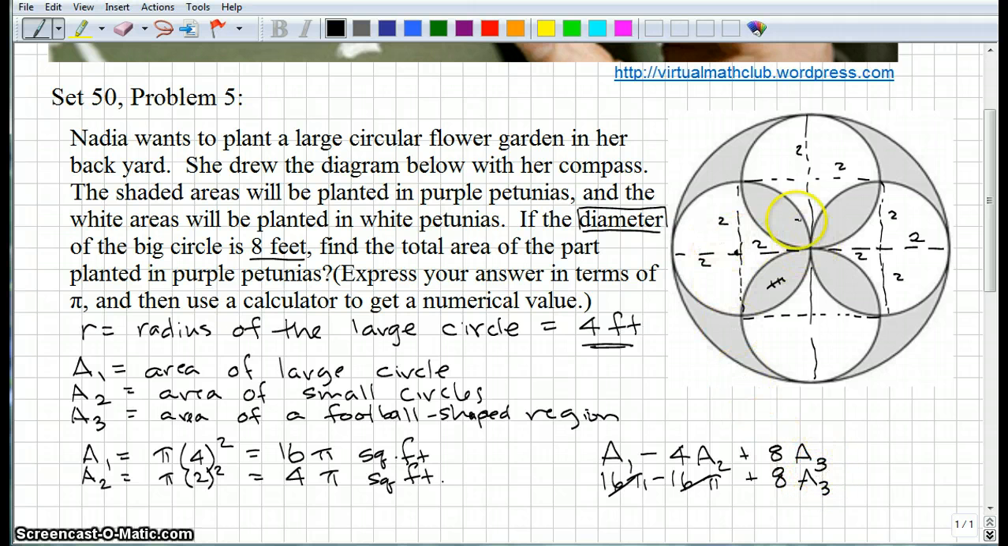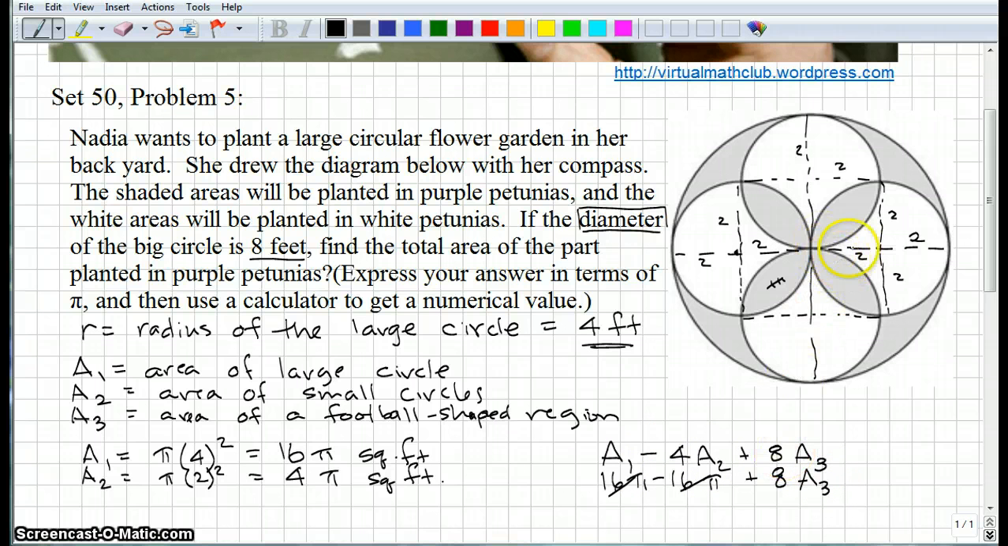And it's interesting too because these 4 football shapes are congruent, and these funny shapes here outside along the edges of the large circle, those have to be congruent. So it turns out that the area of a football shape is the same as the area of these shapes along the outside of the circle. So, all right, let's figure out the area of that football shape.